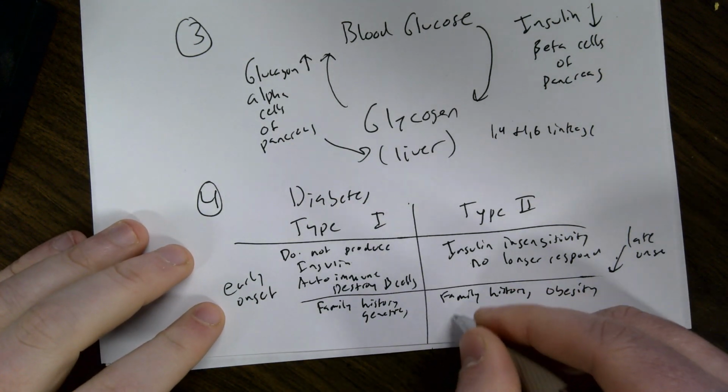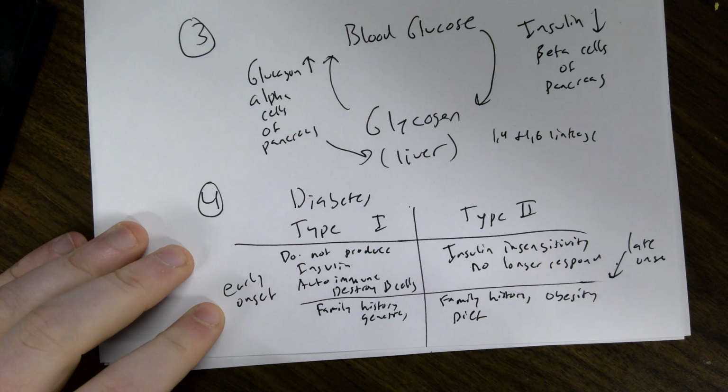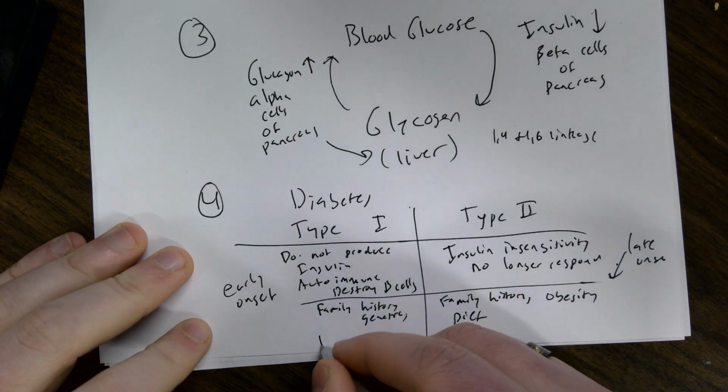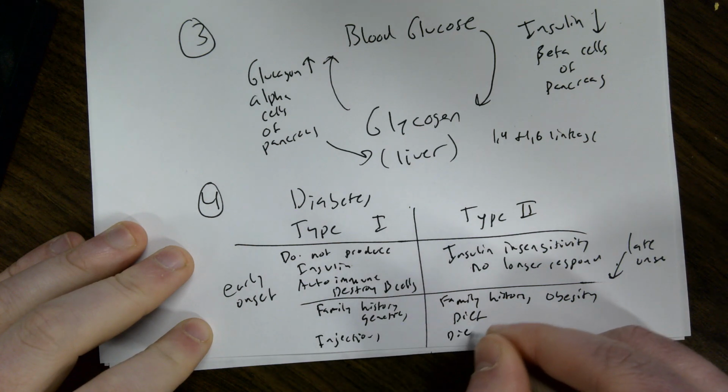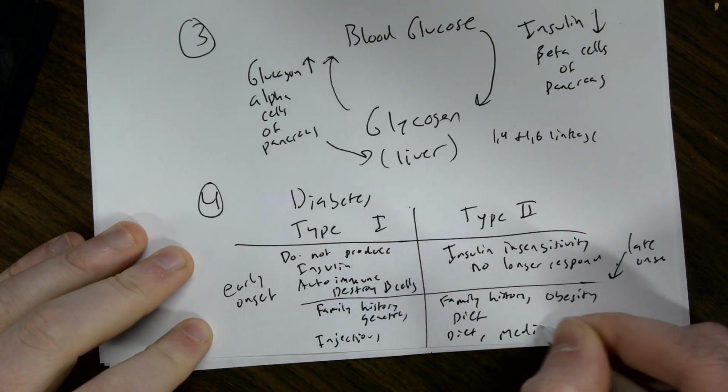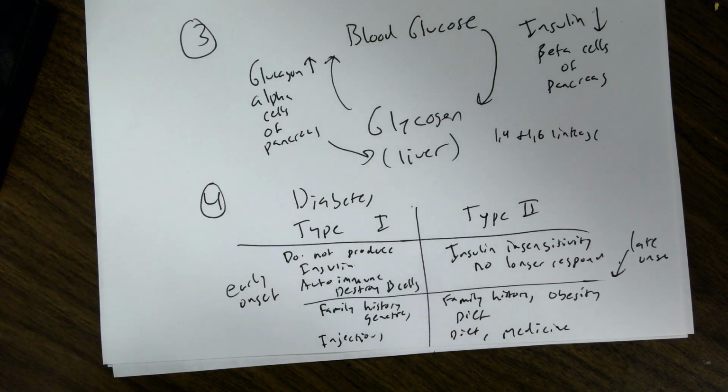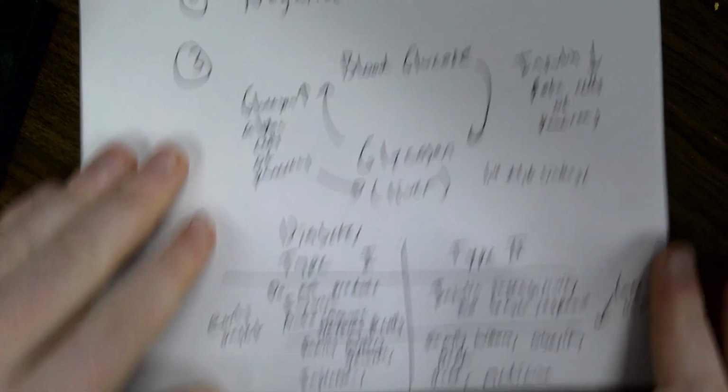And the prevention is your diet. You need to have a good diet. Then treatment for type 1 is injections. And for type 2, it's diet and medicine. We have a lot of new medicine now that can treat type 2 diabetes. It's in the news because it also helps regulate weight.